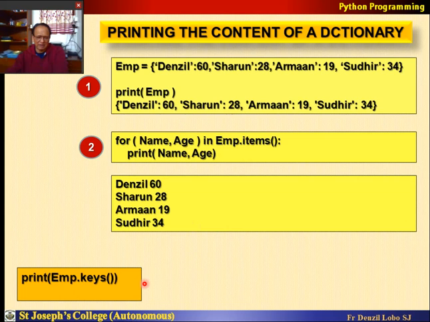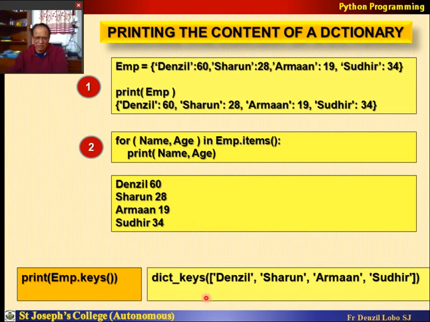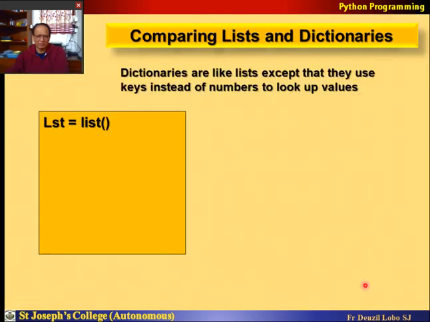Now print keys. If you want to find out which are the keys, it can print only the keys. As you see, it prints the dictionary keys. You can also print employee dot values. It will give you the dict values, that is 60, 28, 19, 34. So you can print the keys, and you can also print the corresponding values in the dictionary.